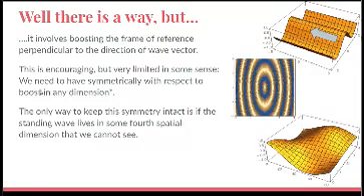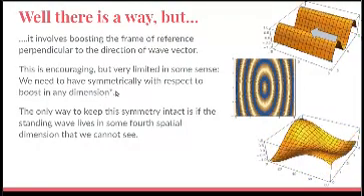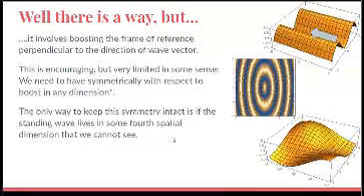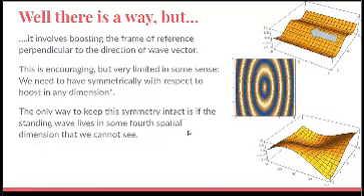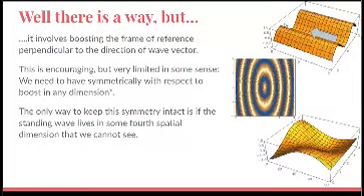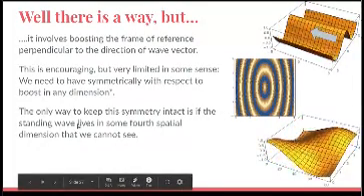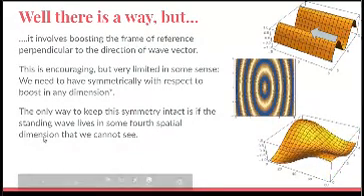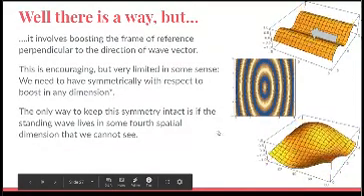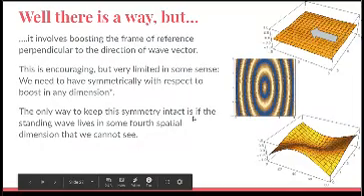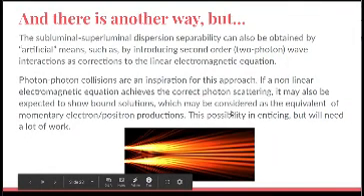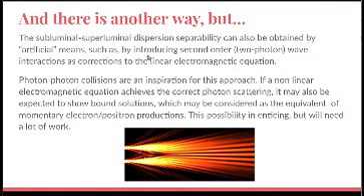We want to have symmetry with respect to boost in any dimension. It should not be like if you boost in this dimension, it's a particle-like behavior, and if you boost in the perpendicular dimension, it's a wave-like behavior. The only way to keep this symmetry intact and get this separation is if the standing wave lives in some fourth spatial dimension that we cannot see. Then in whichever direction you boost, you can see Klein-Gordon waves. But this is a very artificial way of doing it, and perhaps no one is going to like it. Although there are theories where people go into more than 3 dimensions.